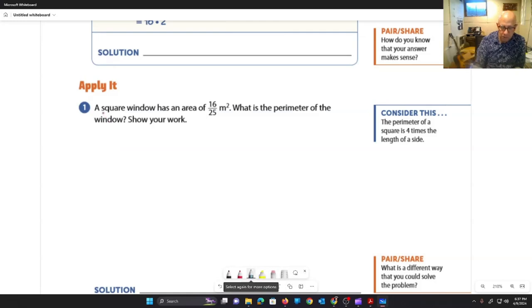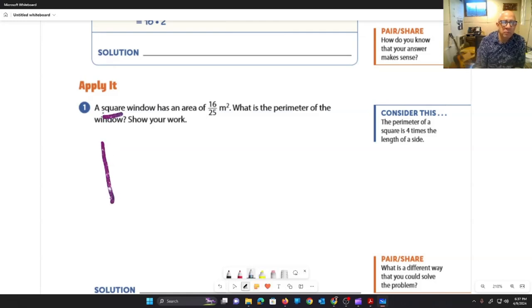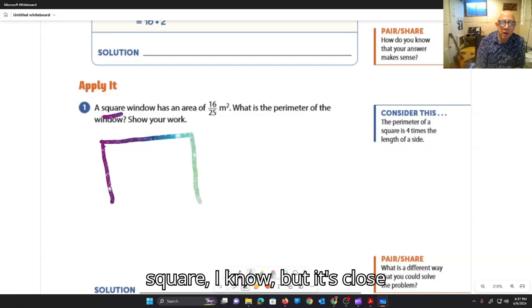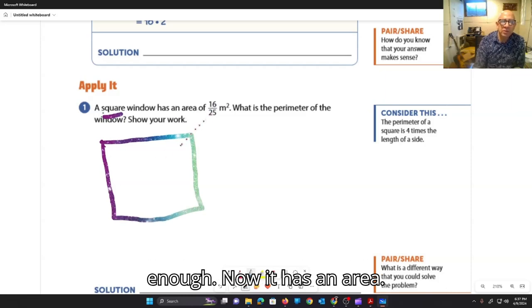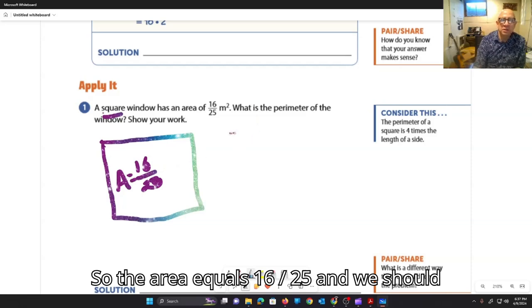So let's draw a square window. It is not very square, I know, but it's close enough. Now it has an area of 16 over 25. So the area equals 16 over 25.